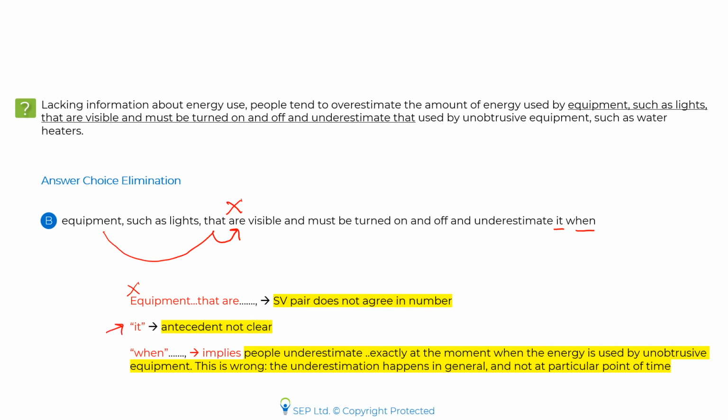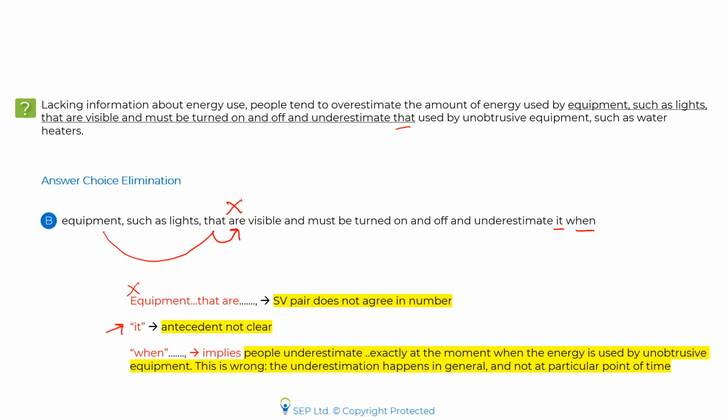Why is it not clear? Well, you see, it could be referring to equipment, which is also singular. It could be referring to amount. It could be referring to energy. So not really very clear here. It is not as clear as the "that" was in the original sentence.